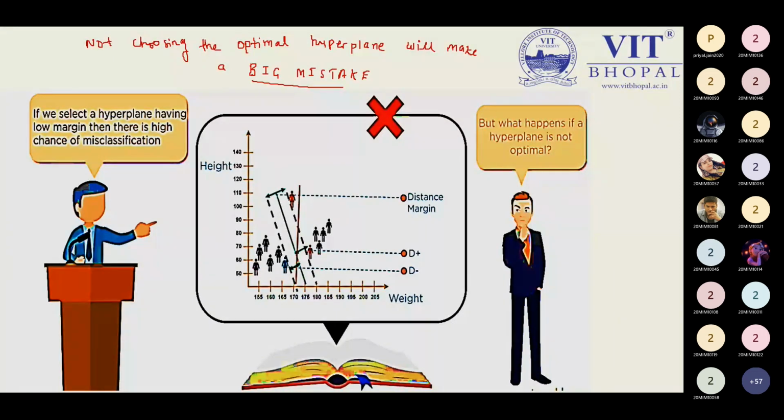Okay, so this can be avoided by choosing the large margin. That's why I'm saying it once again: keeping a large margin is the best approach rather than choosing a low margin. Now, is it clear? Yes, sir. So this is the only reason we have to choose the large margin, because we need to avoid misclassification.